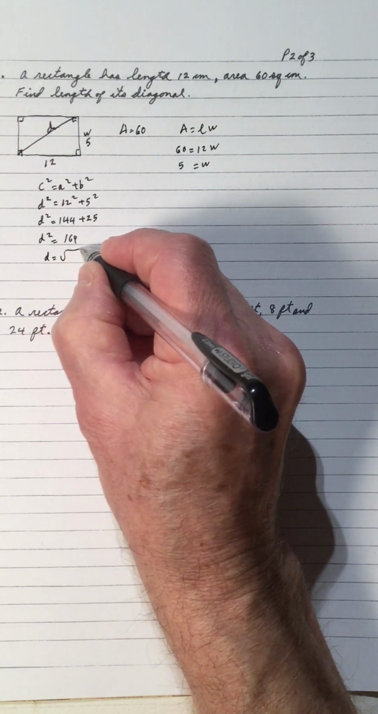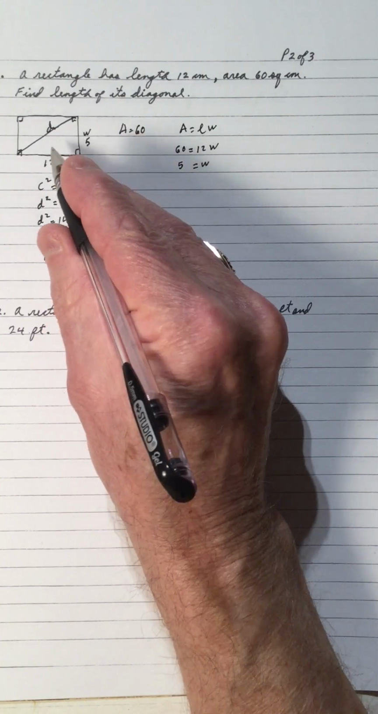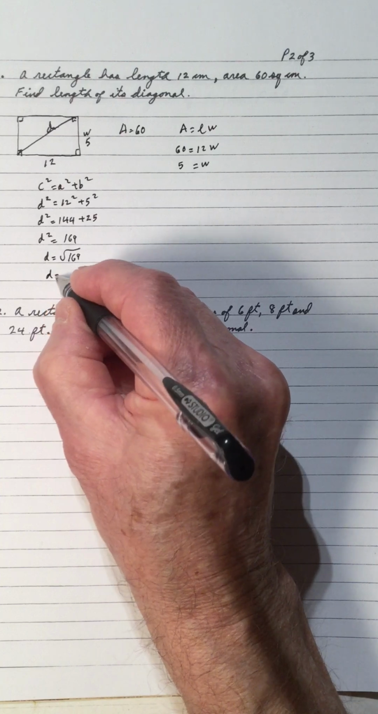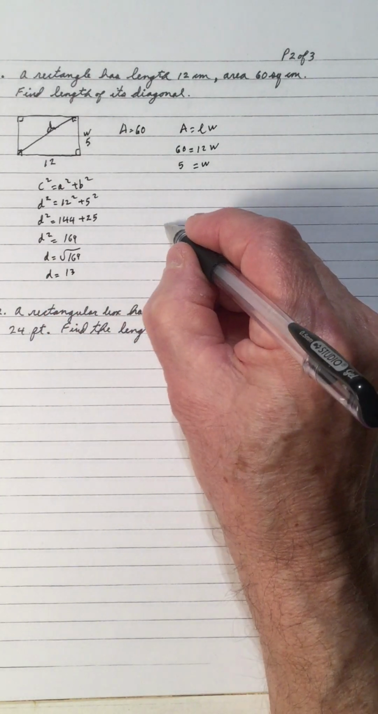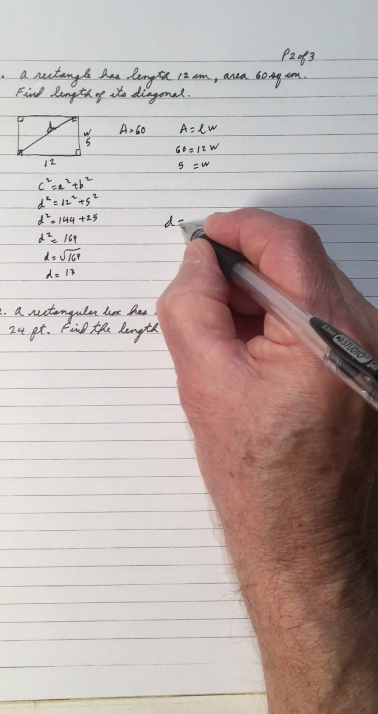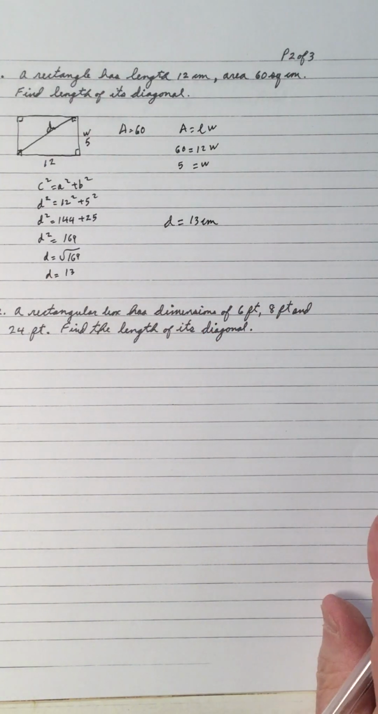So D is the square root of 169. Again, this could be plus or minus, but we're only dealing with the plus. So D, the square root of 169, is 13. So the diagonal has a length of 13 centimeters.